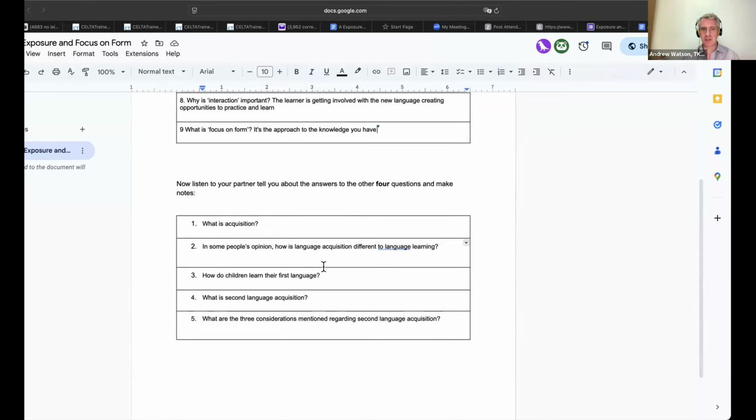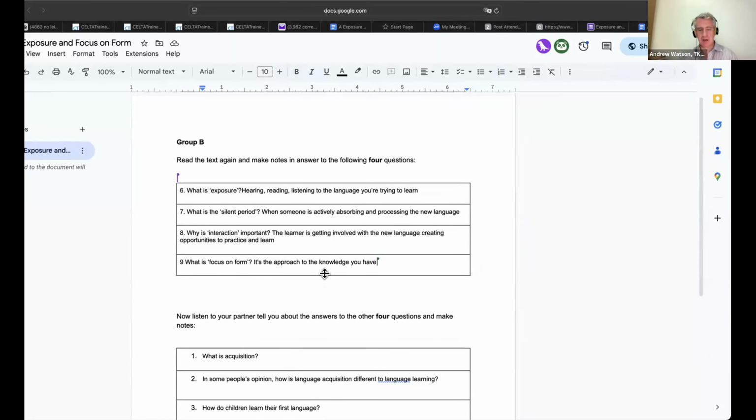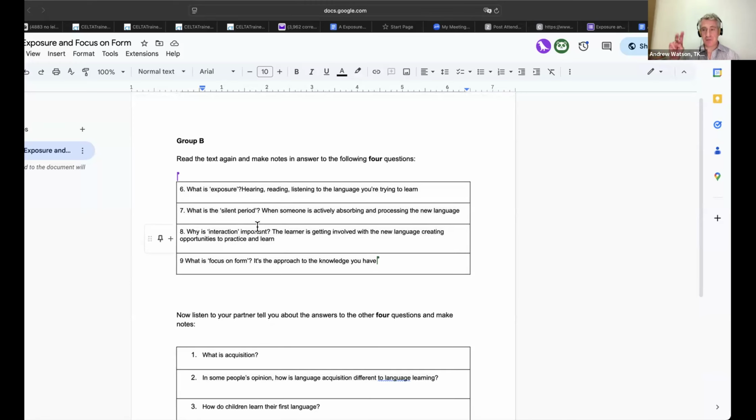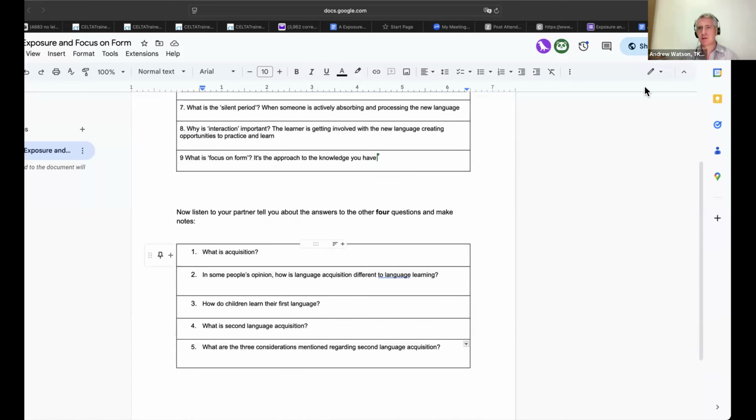How is acquisition different to language learning? How do people learn their first language? What is second language acquisition? And what are the three considerations mentioned regarding second language acquisition? It's kind of theoretical, but I think it's pretty important. You're learning some interesting terminology that will serve you well on the TKT, such as exposure, silent period, interaction, acquisition, second and first language. We'll just do this swapping of information. Listen to your partner tell you about the answers to the other questions, and make notes.